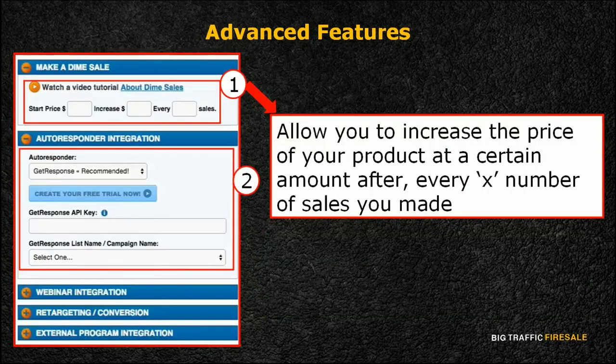In the Make a Dime sale box, this option will allow you to increase the price of your product at a certain amount after every X number of sales you make. Next is the Autoresponder Integration box. Remember the GetResponse account. This is where your automated respond service will send emails to your subscribers and followers.